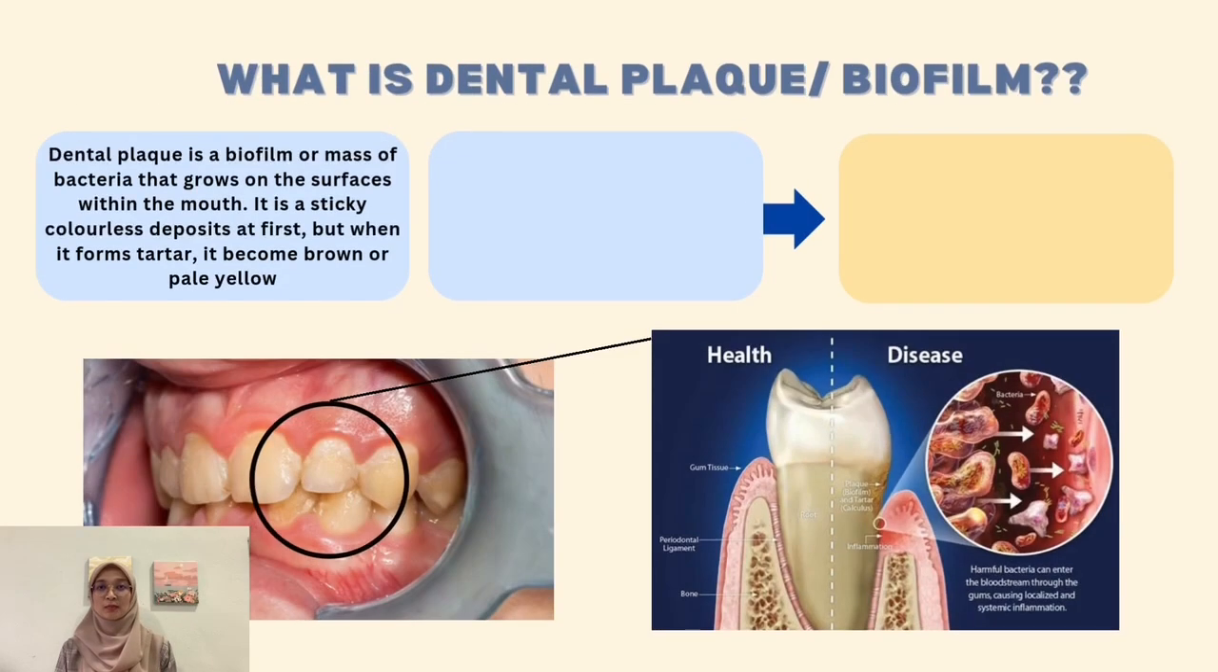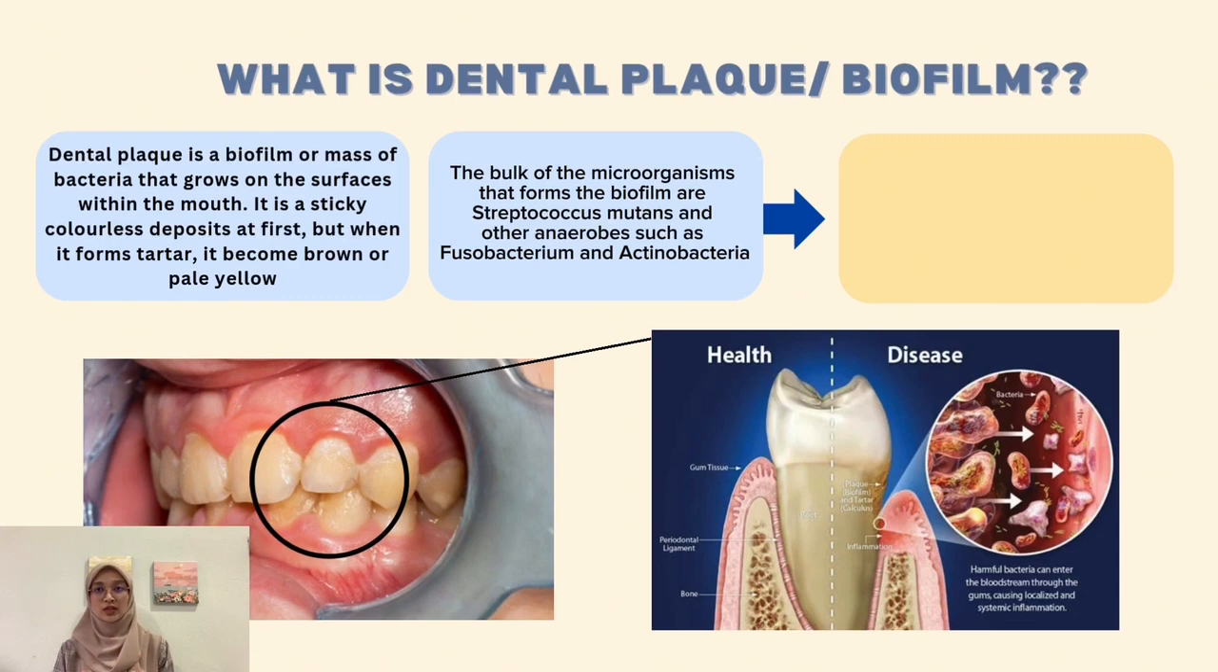Dental plaque is a biofilm or mass of bacteria that grows on the surfaces within the mouth, especially the teeth. It is a sticky, colorless deposit at first, but when it forms tartar or calculus, it becomes brown or pale yellow. The bulk of the microorganisms that form the biofilm are Streptococcus mutans and other anaerobes such as Fusobacterium and Actinobacteria. The consequences of unremoved dental plaque are gingivitis and periodontitis.